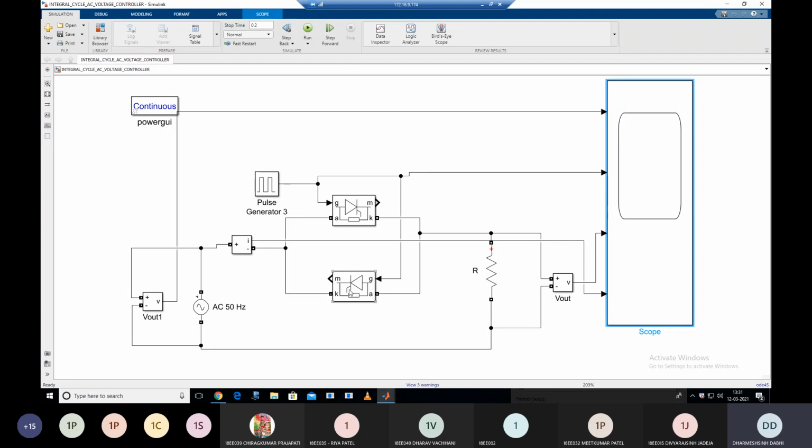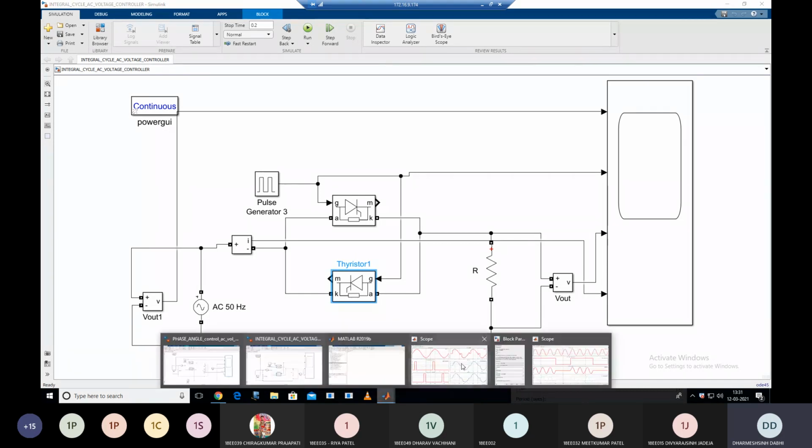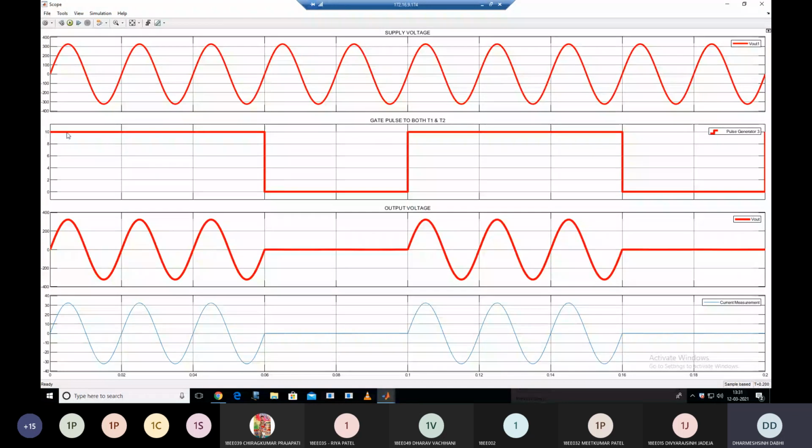If you apply the gate pulse to thyristor T2 in the positive cycle, it will not start conduction. Why? Because thyristor T2 is in reverse bias condition. Clear? Here in the simulation, I provide a continuous gate pulse, but at this zero crossing instant of supply, when the gate pulse is applied to thyristor T1, it will start conduction, but T2 will not start conducting because it is in reverse bias mode.